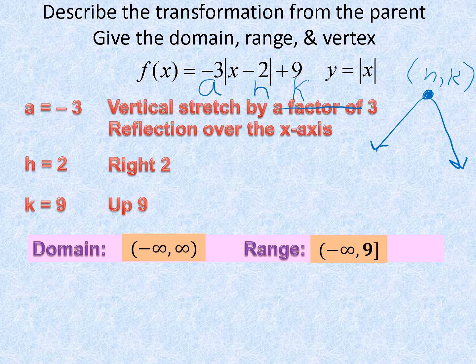Let's talk about the vertex. Well, we kind of just touched upon that a minute ago. Your vertex is h, k. So your vertex is 2, 9. And that's it. Now let's talk about graphing.